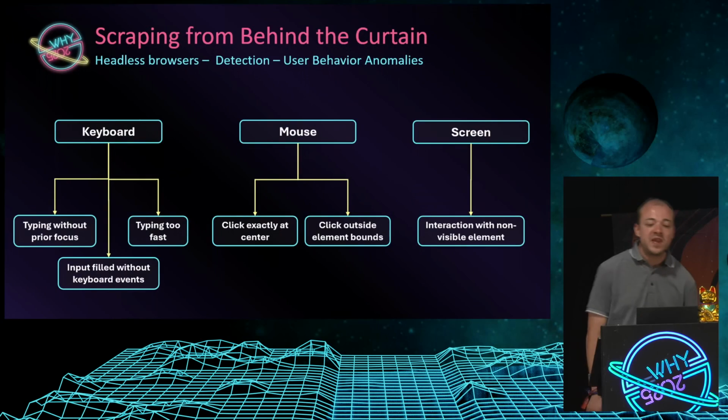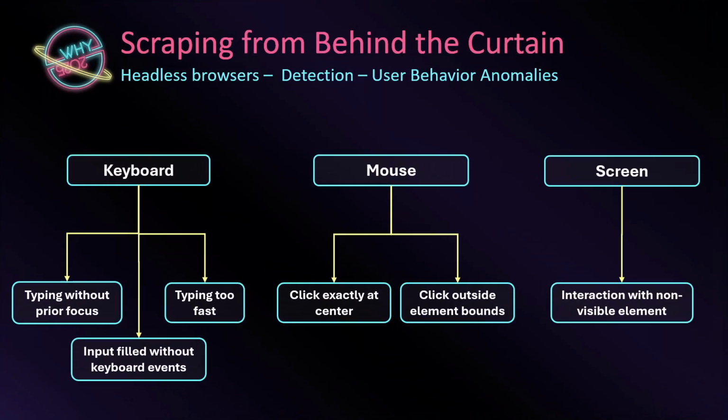So we have the user behavior anomalies. The second detection vector is the user behavior anomalies, patterns in interactions that simply don't match what a human would do. The list isn't exhaustive, but here are some clear examples. On the keyboard side, typing speed is a giveaway. Automation solutions like Puppeteer or Selenium fill input fields way too fast, much faster than even the fastest human typist.